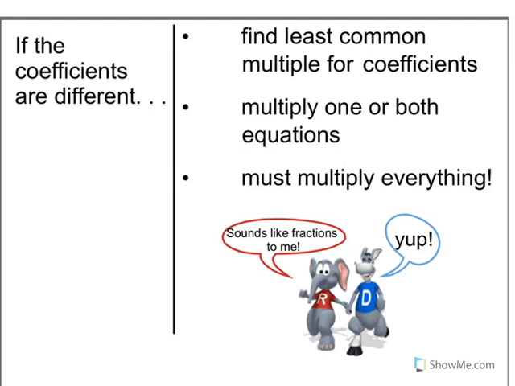If the coefficients are different, what you're going to want to do first is find the least common multiple for the coefficients. And then you're going to want to multiply one or both of the equations in order to get opposite coefficients there. You must multiply to everything, so if you choose to multiply one of the equations, make sure that you multiply to everything.